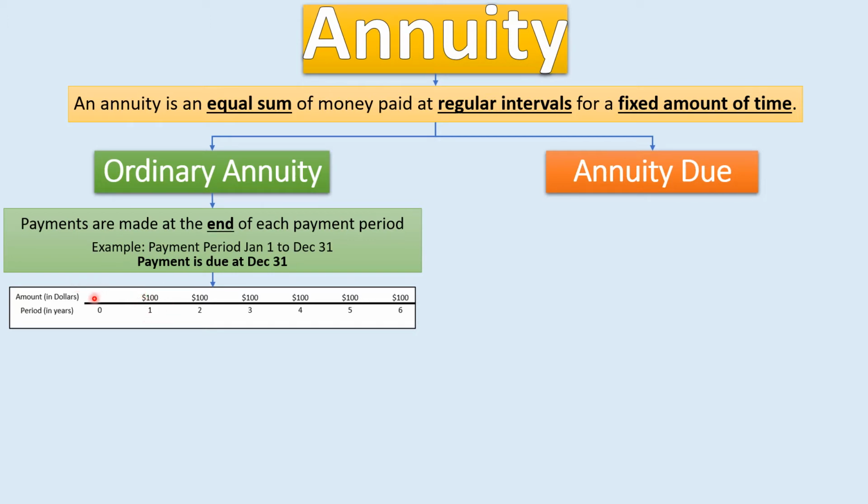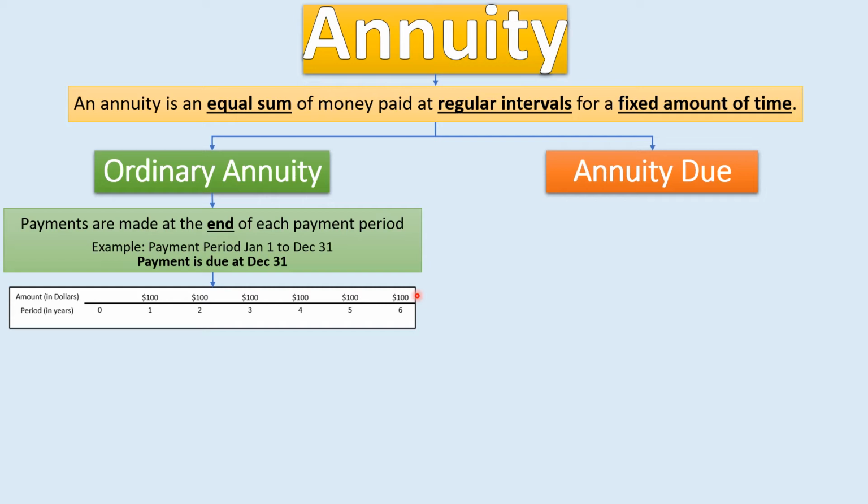So this is year zero, that's when you start your investment. At the end of year zero, which is the beginning of year one, that's when your $100 goes away from your pocket and is invested. And the next year, at the end of year one, beginning of year two, that's when the $100 goes again and gets invested. So on and so forth. At the end of year six, before you withdraw your investment, you'd still make a deposit of the $100, and then you could withdraw your investment.